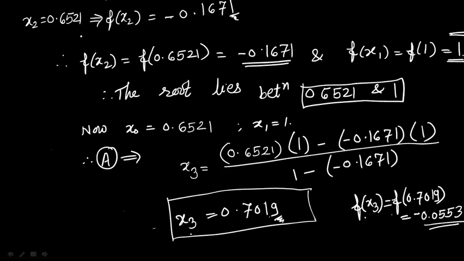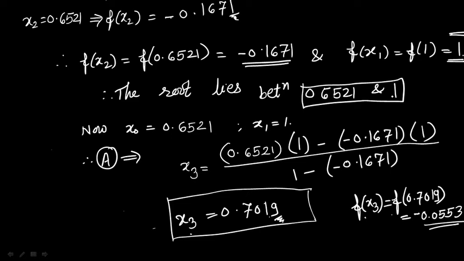Then x2 equal to this value, f of x2 is negative, therefore we take f of x1, this value is positive. The root lies between 0.6521 and 1. Now in the first iteration the root lies between 0.5 and 1. Now the range is reduced. The root lies between 0.6521 and 1.